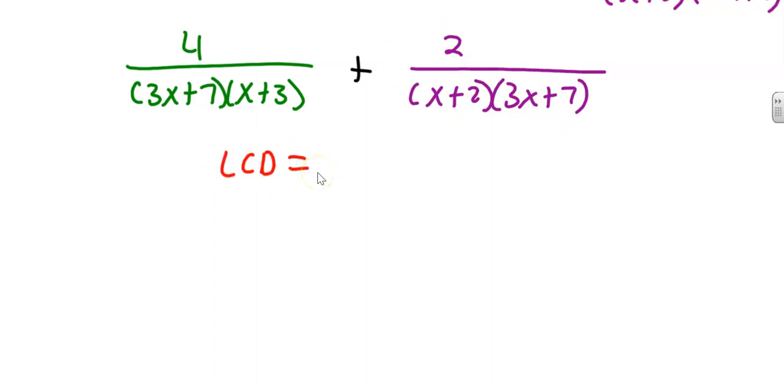Okay, and here's where we need the least common denominator, which again is one of everything that shows up here. So we need the 3x plus 7. We need an x plus 3. And we need the x plus 2.